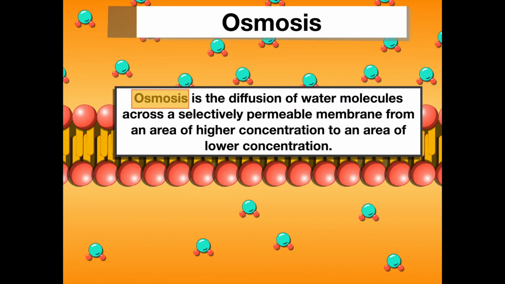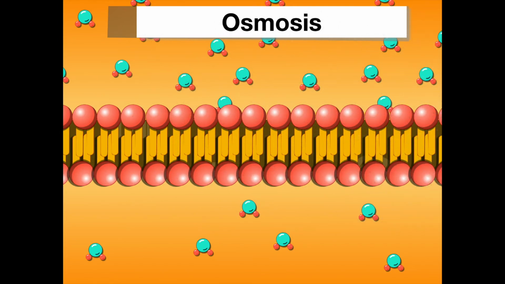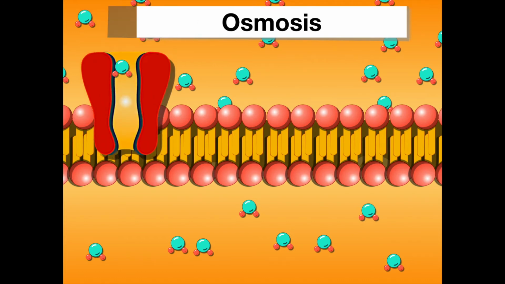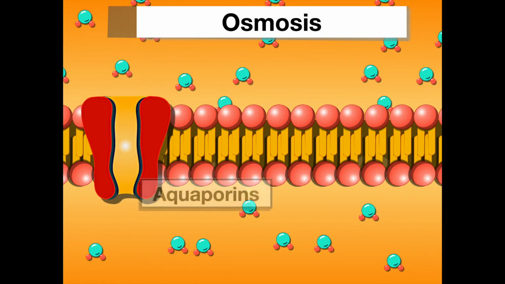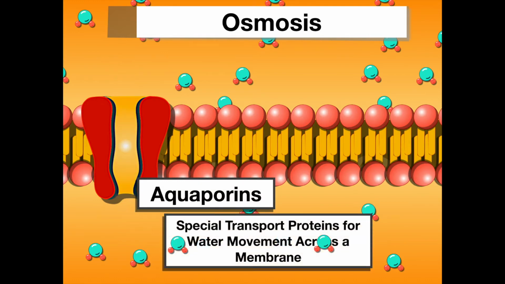Osmosis is the diffusion of water molecules across a selectively permeable membrane from an area of higher concentration to an area of lower concentration. So when we're thinking about this, it's just water molecules moving and diffusing through a selectively permeable membrane. Now, they can move through the phospholipid bilayer, and there are also going to be these special transport proteins called aquaporins, and they simply allow for the water molecules to move through the membrane a little bit quicker.